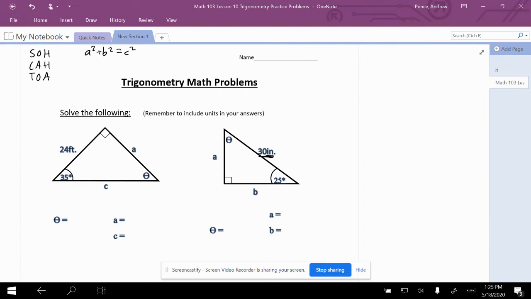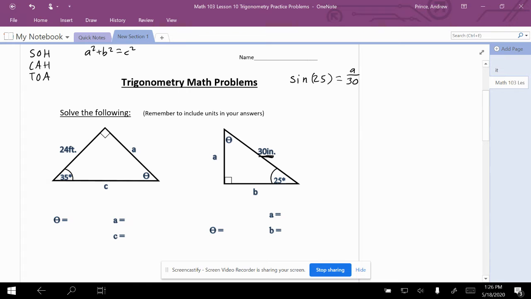To start off, we're going to look at solving for, let's say, A. So we're solving for A from the perspective of the 25 degrees down here. We're going to be looking at the opposite, which is A, over the hypotenuse. So opposite over hypotenuse, I know that's sine, right? So the sine of 25 degrees equals the opposite, which I know is A, over the hypotenuse, which I know is 30.